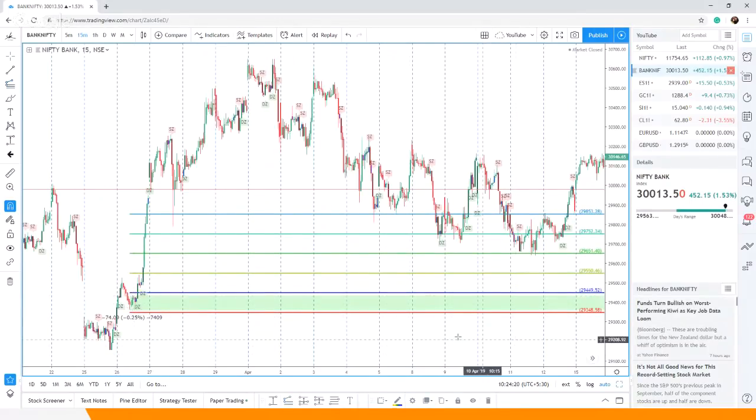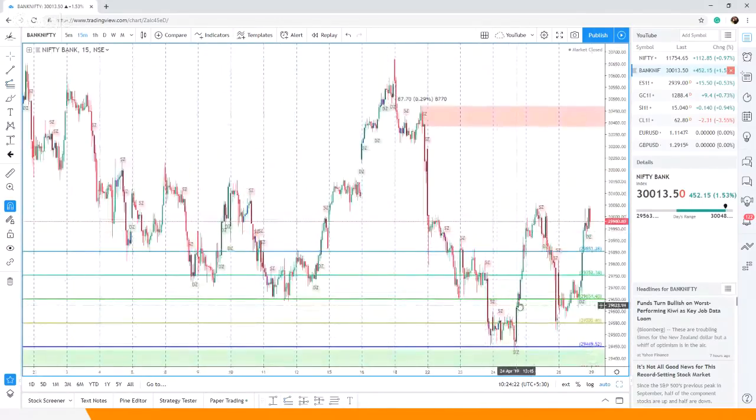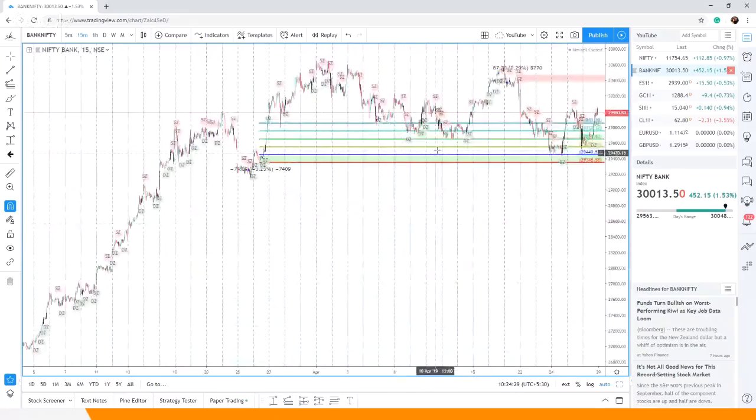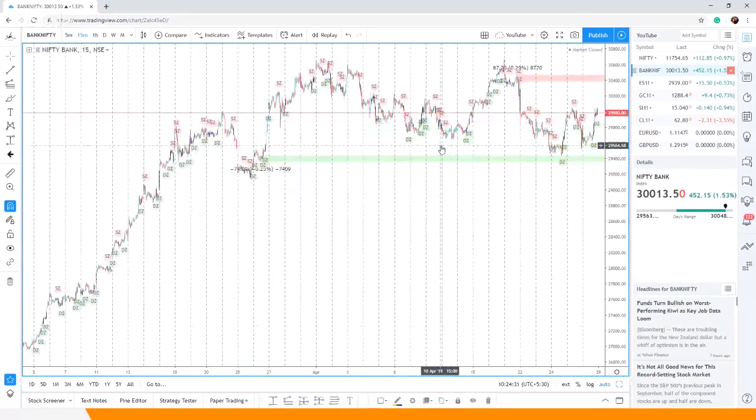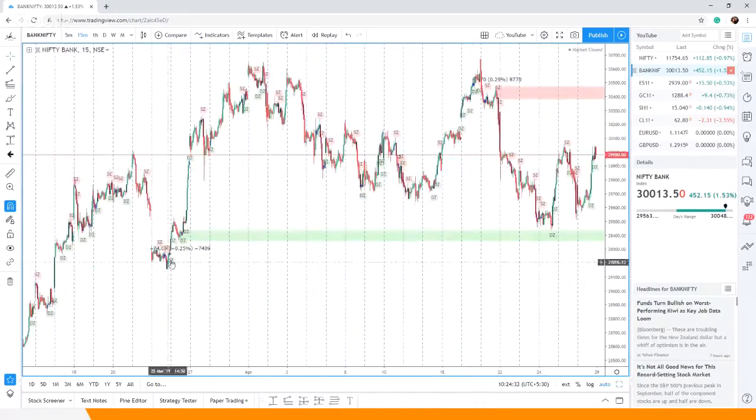All right, so if you look at this, this was a move which is 1:1, 2:1, 3:1, 4:1, 5:1, 6:1, probably 6.5:1 kind of a move. So beautiful reward to risk ratio. Okay, my question: did anyone take this trade?